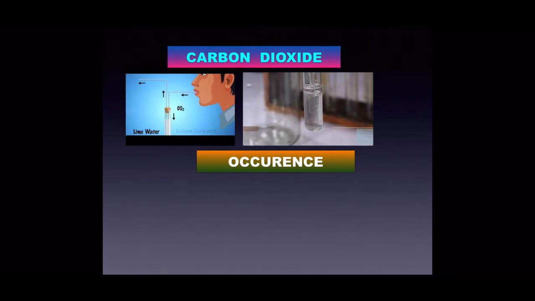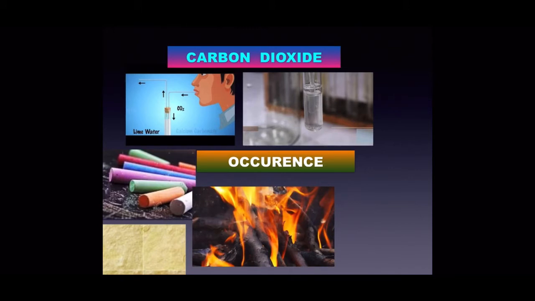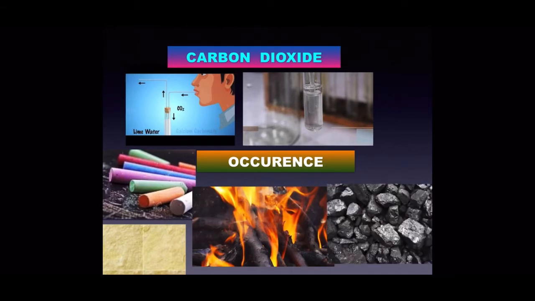Now we shall see the occurrence of carbon dioxide. The molecular formula of carbon dioxide is CO2, molecular mass 44, and melting point is minus 56.6 degrees Celsius. Carbon dioxide occurs in the air in the free state to the extent of about 0.03%. Exhaled air contains about 4% of carbon dioxide. Carbon dioxide is present as a salt in chalk, Shahabad tiles, marble, and limestone. Carbon dioxide is given out in the combustion of wood and the fossil fuel coal.